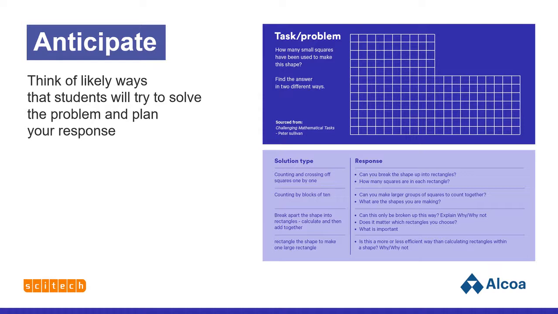Break apart the shape into rectangles, calculate, and then add together. This is likely one of the most efficient ways to solve the problem. Break it into 2 rectangles, look at the length and width of each rectangle, multiply them and add them together to give you a total number of squares. So instead of pushing them forward in her response here, the questions that she asks are: can this only be broken up this way? Explain why not. Does it matter which rectangles you use? What is important? These questions are getting them to think deeply about the mathematics.